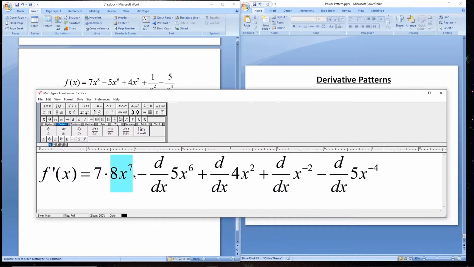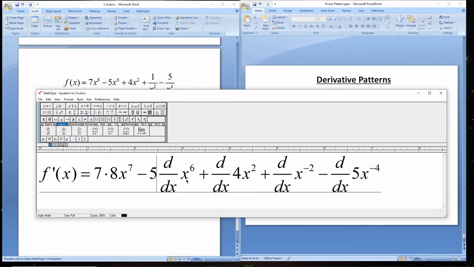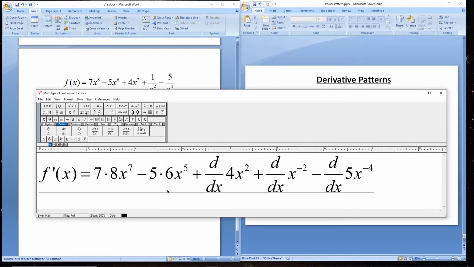And that's our derivative right there. 8x to the 7th. So what about this next one? Well, the 5 is a constant factor, so we can pull that outside the derivative. And then what's the derivative of x to the 6? Well, this 6, I like to say, drops down right here, and then you subtract 1. So 6 minus 1 is 5. And that's that derivative.